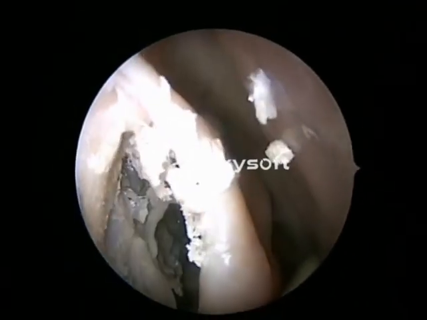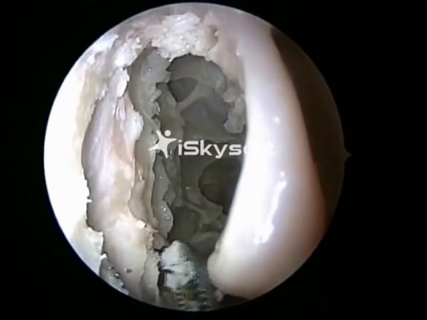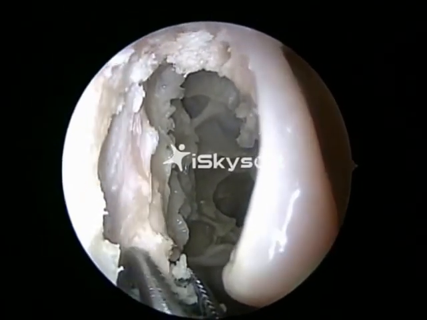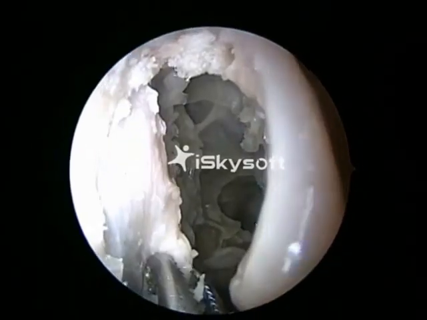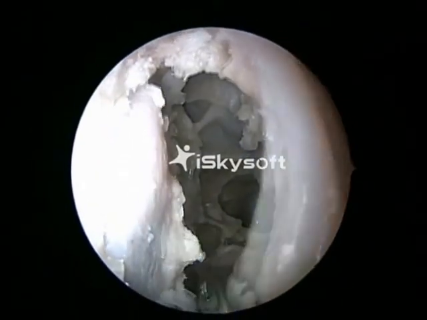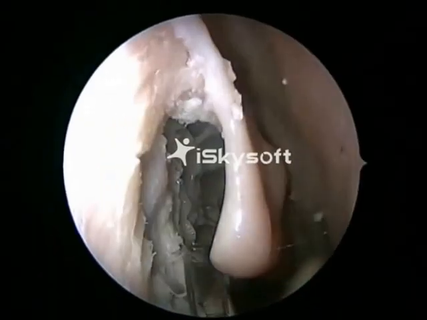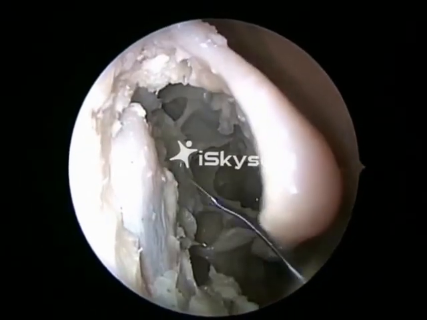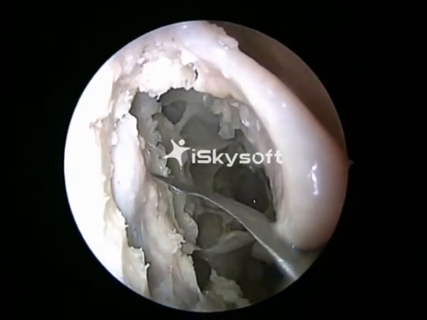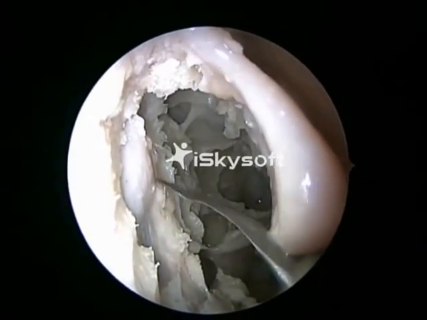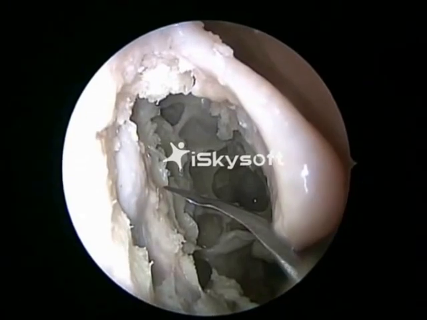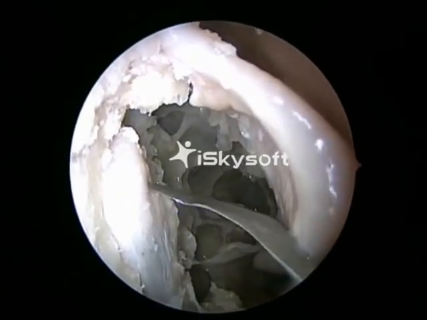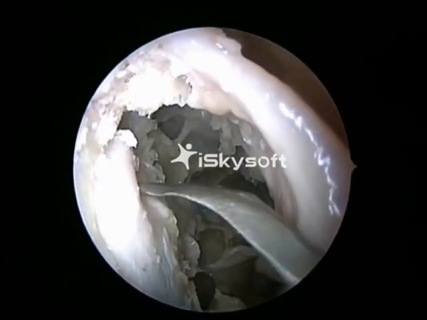Adequate bone exposure is very essential to prevent recurrence and failure. Now you can see that the whole lacrimal sac has been fully exposed. The whole medial wall should be exposed. Once we do that, we make a vertical incision more towards its posterior aspect using a sickle knife.